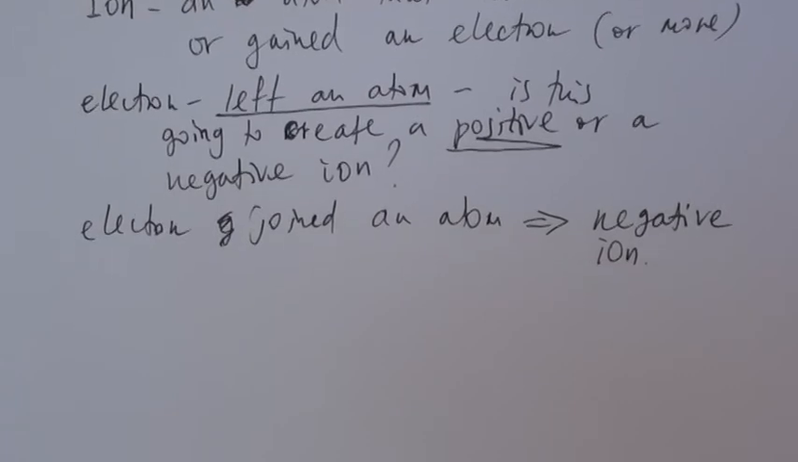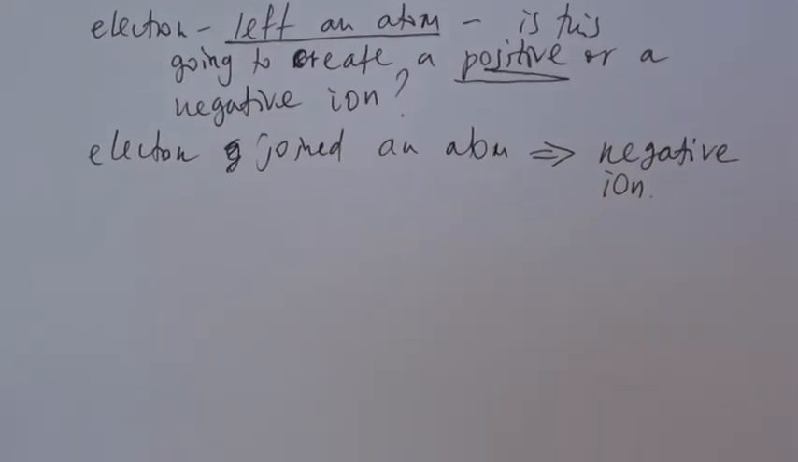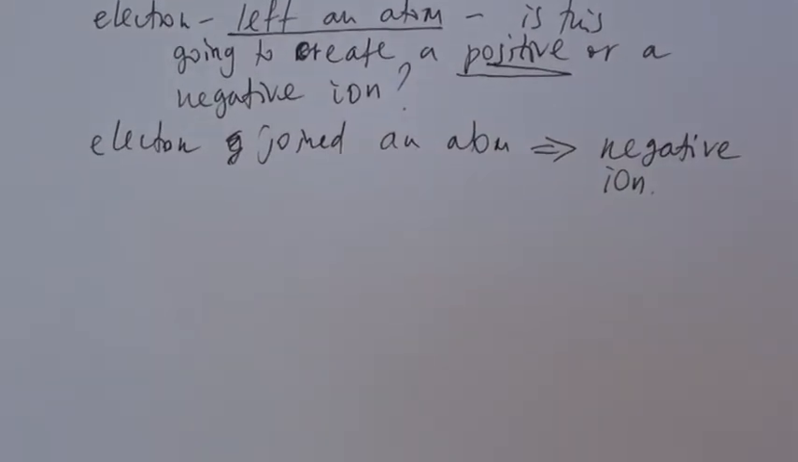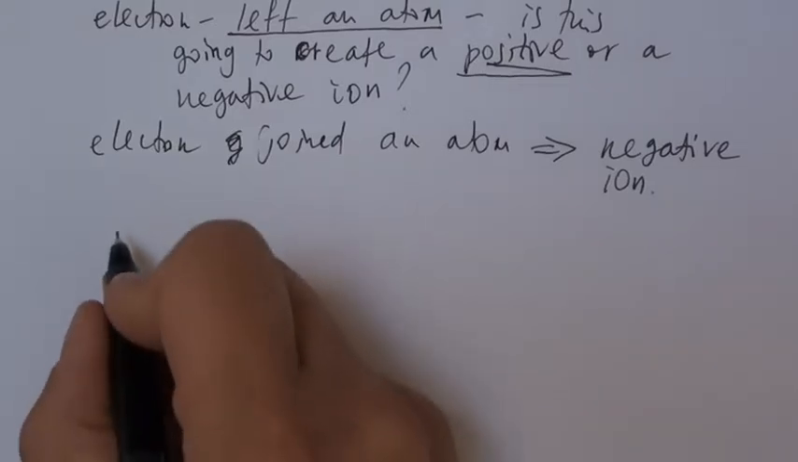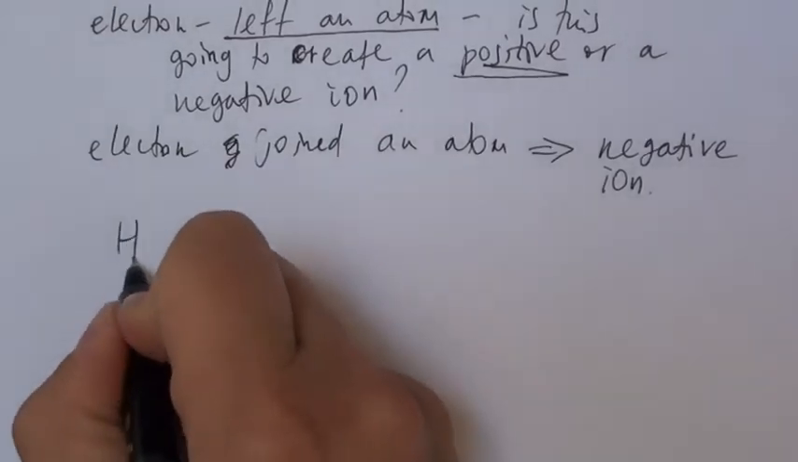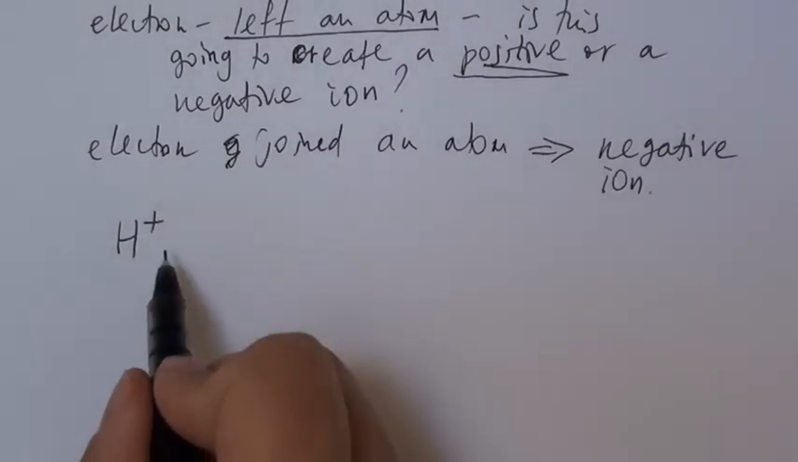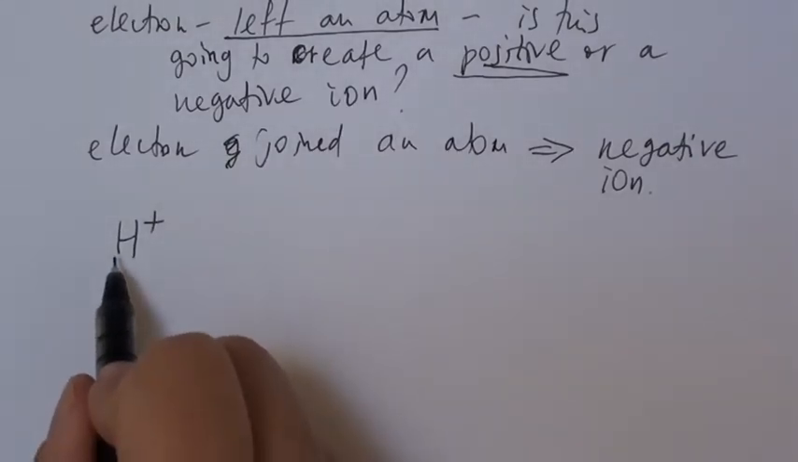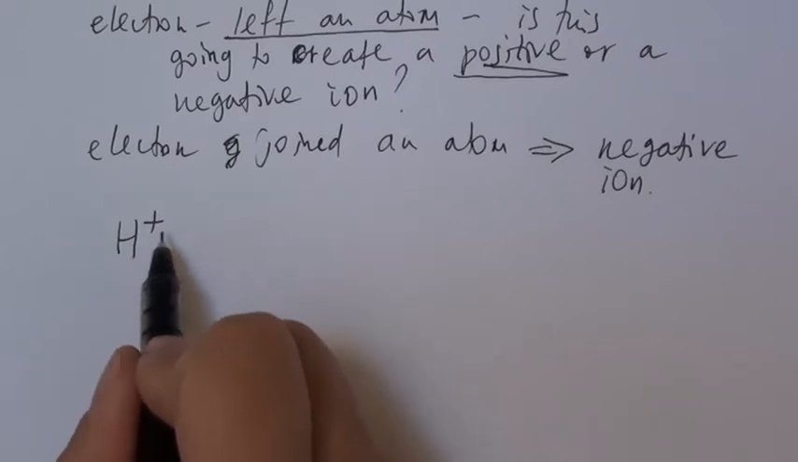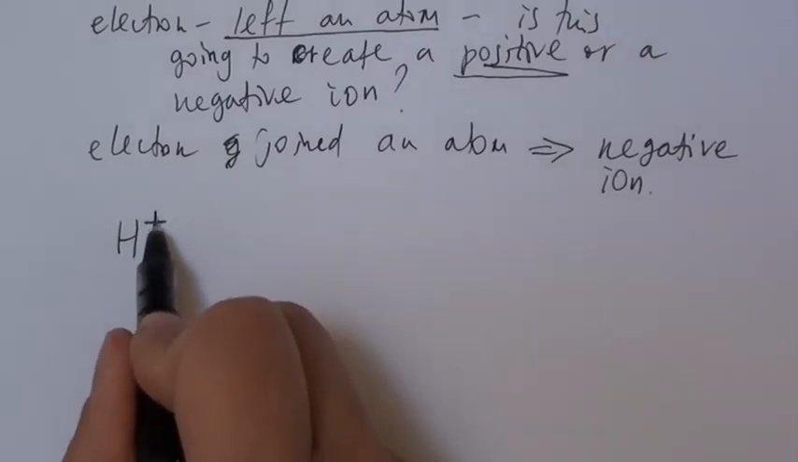So now I'm going to give you some examples of ions. So let's say you've got something like this, H+. So let's have a think about it together. So first of all, I know that H is hydrogen, and I can see a plus sign here.